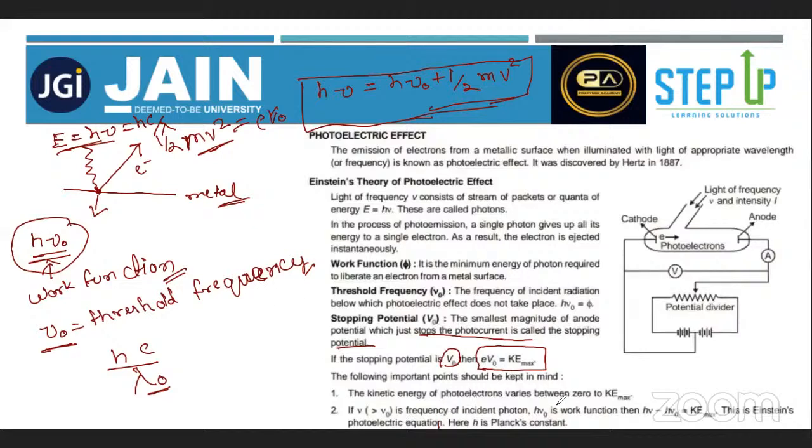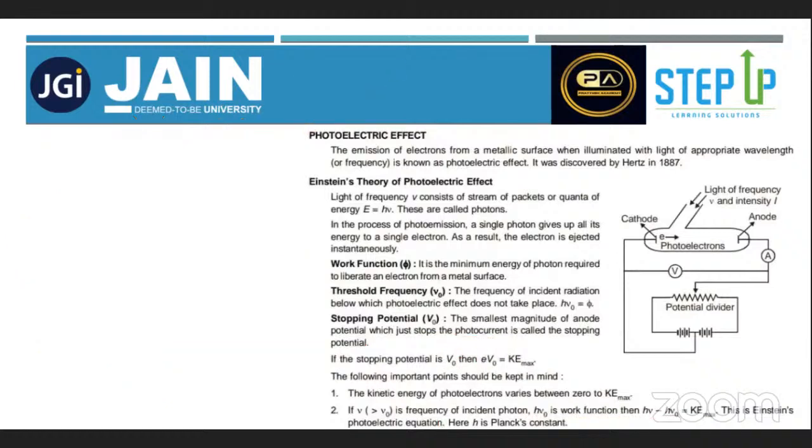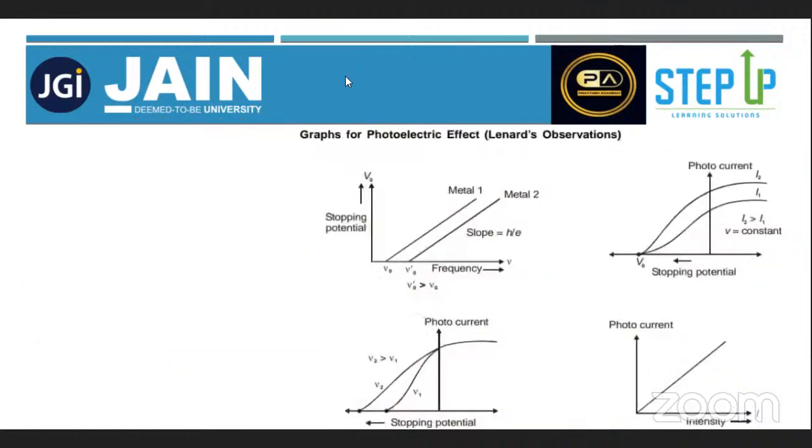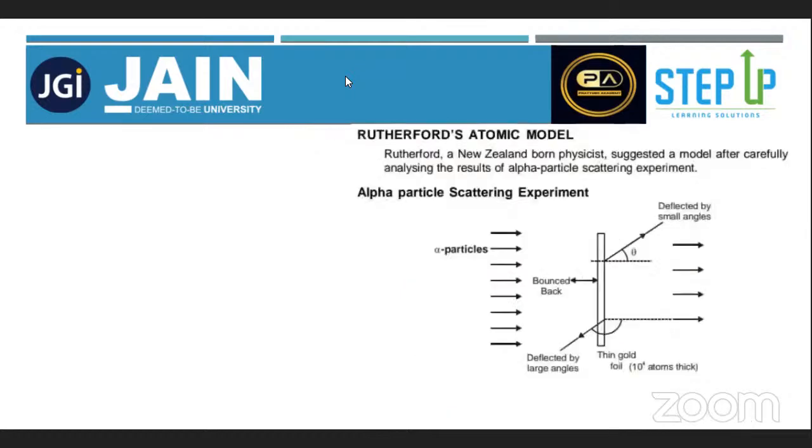Kinetic energy of photoelectrons varies from 0 to kinetic energy maximum. If nu is greater than nu naught, where nu is the frequency of the incident photon and h nu naught is the work function, then h nu minus h nu naught is equal to KE max, the maximum kinetic energy. This is basically your photoelectric effect. These are a few graphs related to the photoelectric effect.